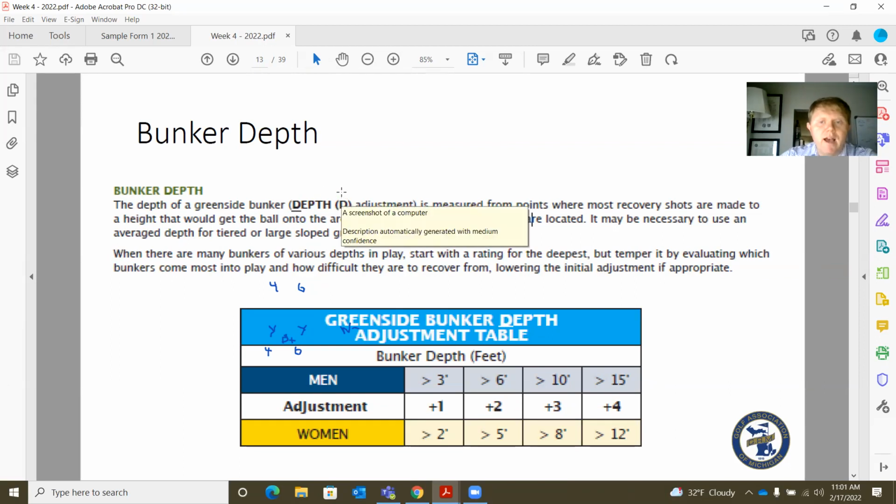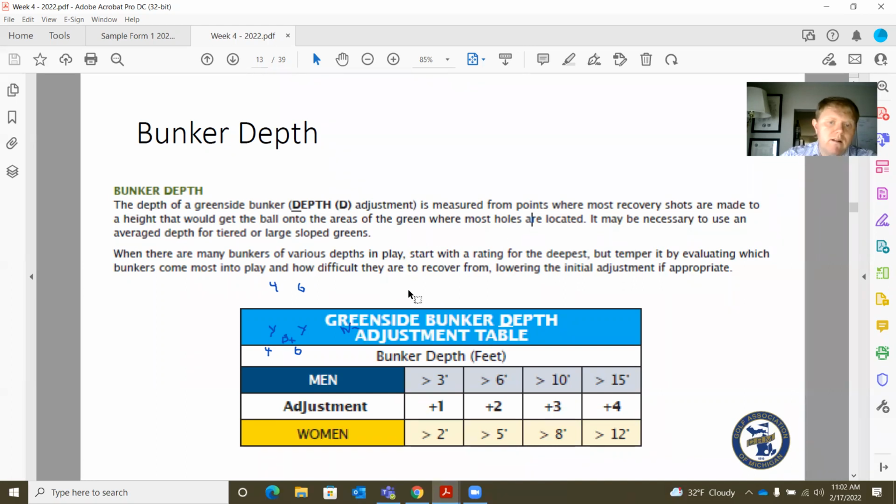When we are measuring depth, that is something that's done by the measuring team. But this little description here is, I think, important to know, because when you're out there, chances are you're going to want to check to make sure that they're right. I mean, 99 times out of 100, the depths are correct, but you might see one that looks a little off. But you have to keep in mind how they're actually measured. So it's measured from the points where most recovery shots are made to a height that would get the ball onto the area of the green where most holes are located. Okay, and it may be necessary to use an average depth for tiered or large slope greens. So we're not always going from one extreme to the other when we're measuring depths.